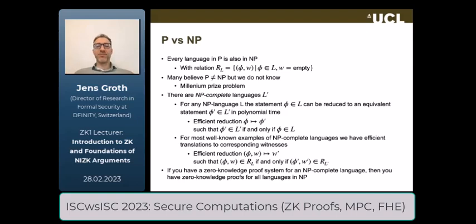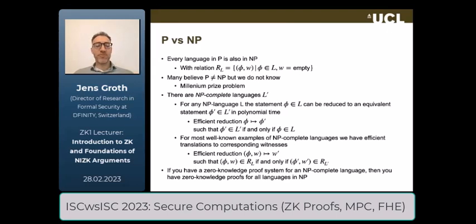And NP completeness is super powerful from a theoretical perspective, because it shows that if you have a zero knowledge proof for an NP complete language, then you have a zero knowledge proof for any language in NP. The prover that wants to convince the verifier could just reduce the instance and the witness to a matching instance and witness in the NP complete language, and then run the zero knowledge proof on that. And the verifier can also just take the original instance, reduce it to an instance in the NP complete language, and then do the zero knowledge verification of that proof.